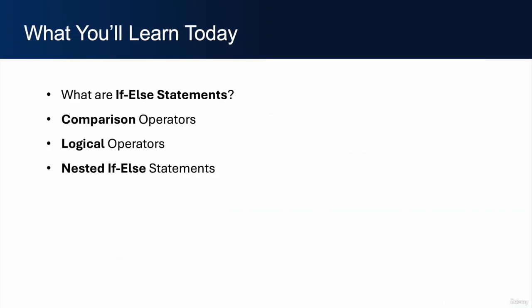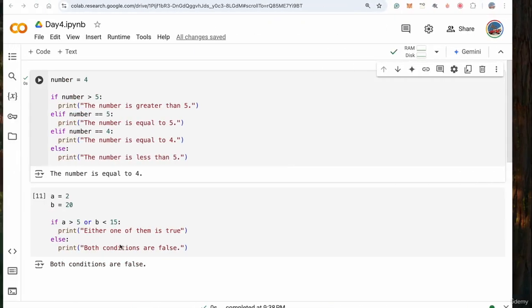Next, with all that we have learned today, let's jump into our day 4 project, which is a number comparison tool. The goal here is to build a Python program that takes two numbers as input and compares them, checks if the numbers are equal, identifies which number is greater, and determines if either number is 0. So let's go ahead and write that code.